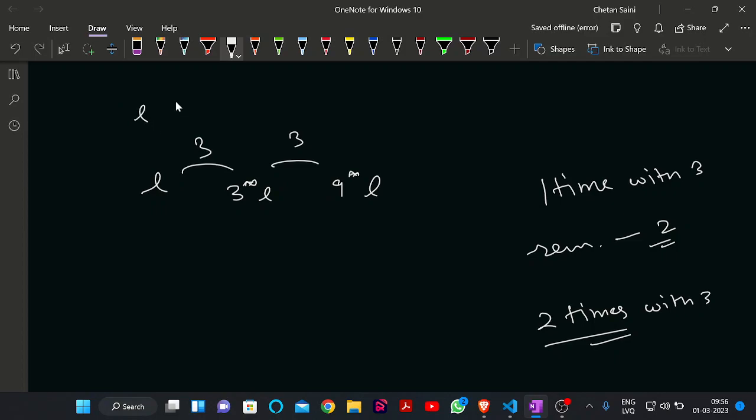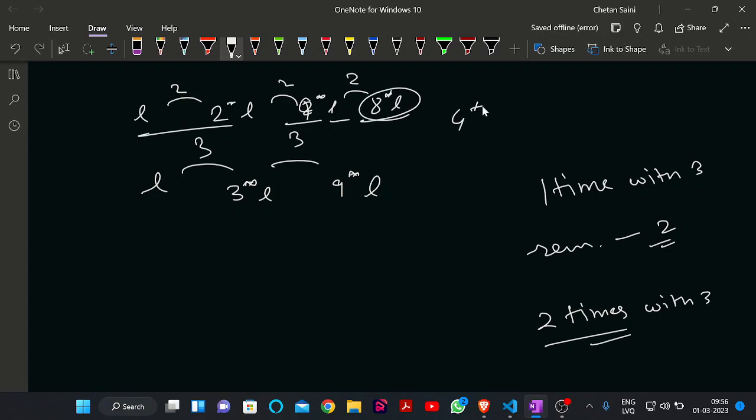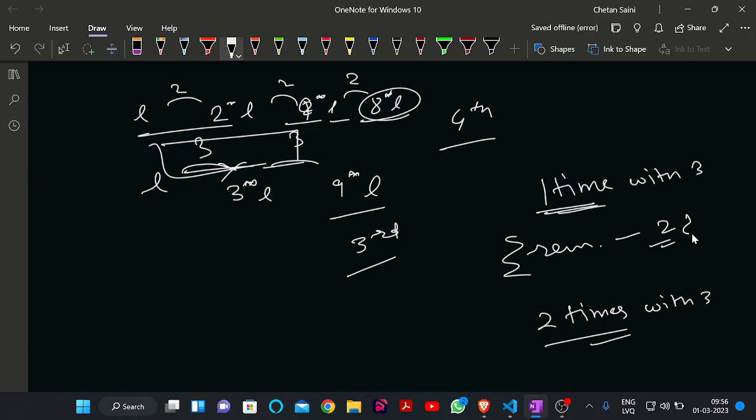But we have seen that this will give us 2 into l, 4 into l, and 8 into l. Here we are getting 8 into l in our fourth number, and here we are getting 9 into l in our third number. So that has reduced our maximum size. So we cannot multiply 2 times with 3. So for multiplying with 3, there can be only one condition, that we multiply only 1 time with 3 and the remaining times with 2.